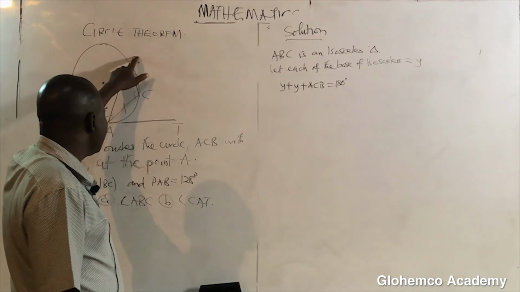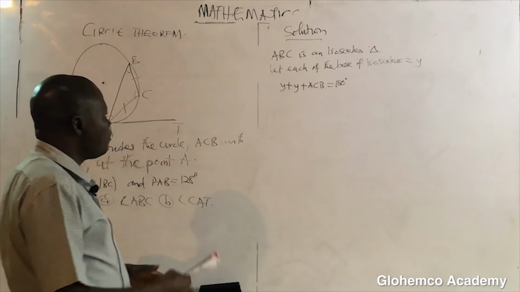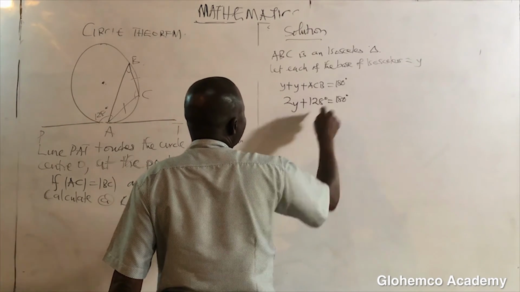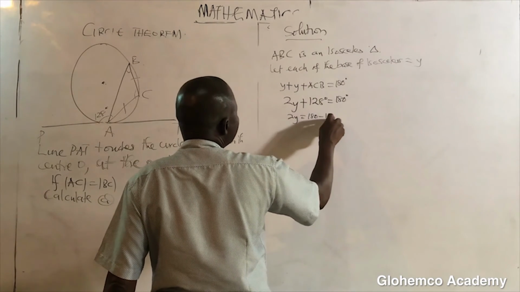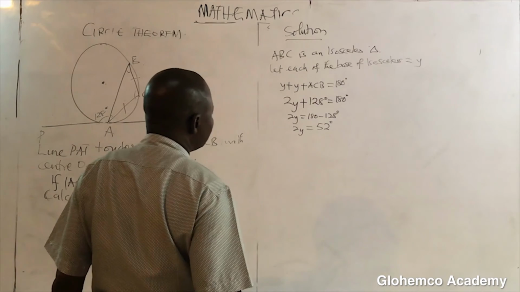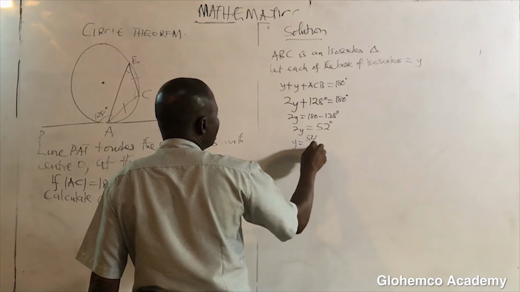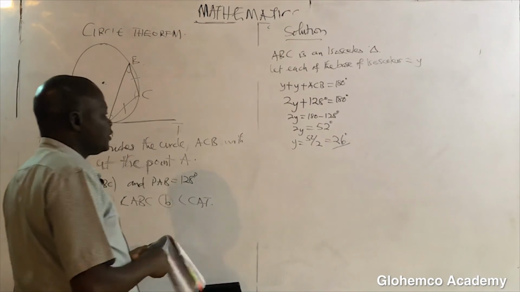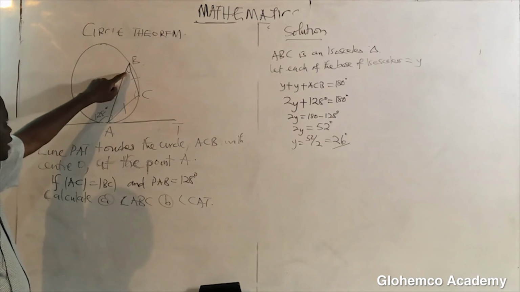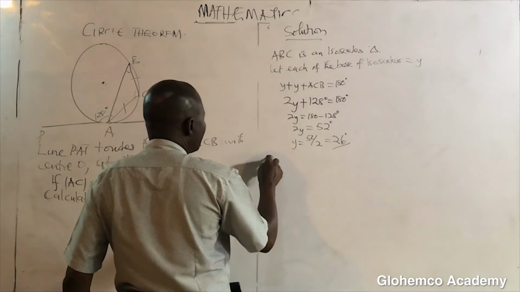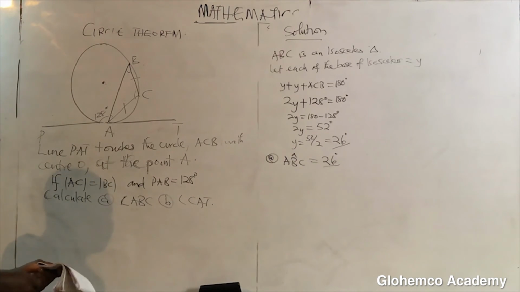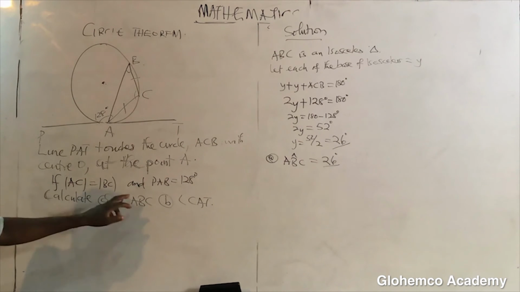So this 128 will be equal to angle C here. In other words, our ACB will be equal to 128, meaning that y plus y gives us 2y plus 128 equals 180. 2y equals 180 minus 128. 2y equals 52. Then y equals 52 over 2, which is 26 degrees. What is y? Our ABC is represented by y. Therefore, question A, which says we should find ABC: ABC will be equal to 26 degrees. And that is the first one that we have to calculate here.